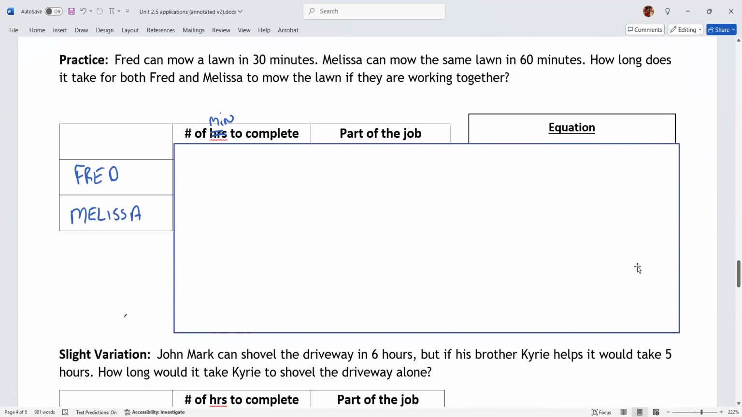Okay, so Fred can mow the lawn in 30 minutes. Melissa can mow the same lawn in 60 minutes. How long does it take Fred and Melissa to mow the lawn if they're working together? Feel free to stop and work this on your own. I'm just going to go ahead and continue.